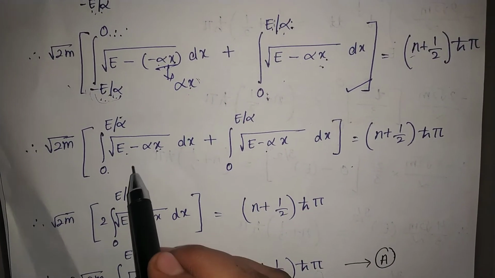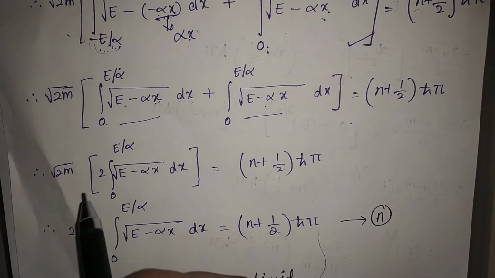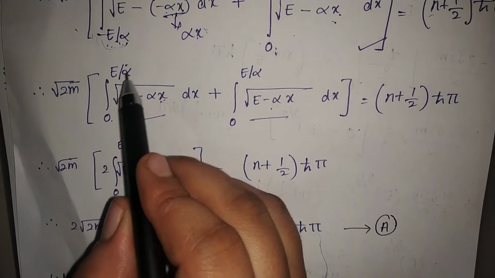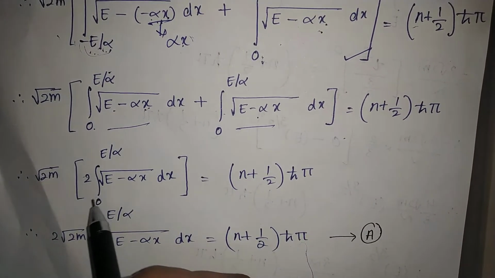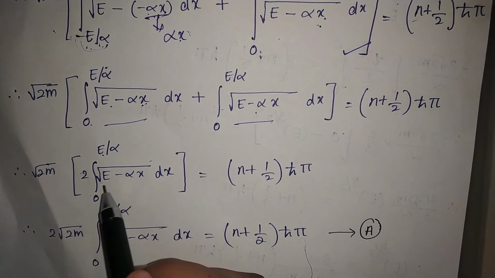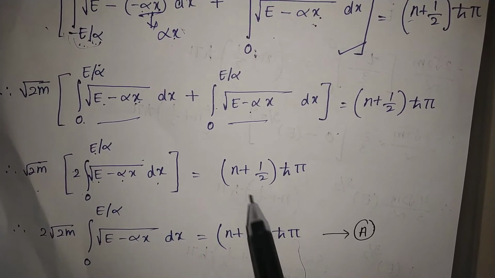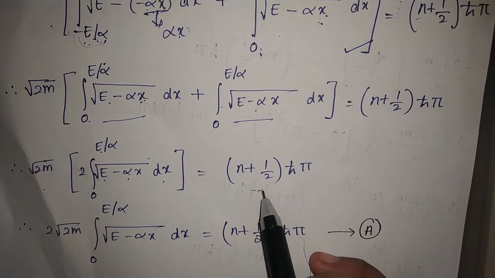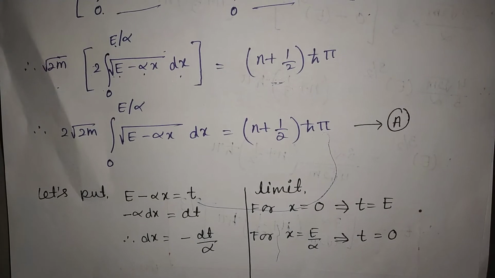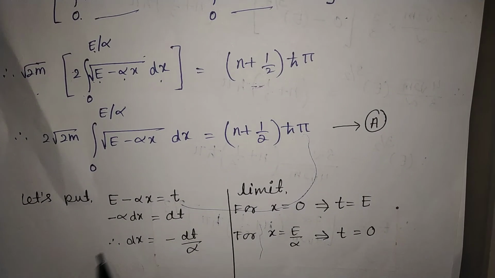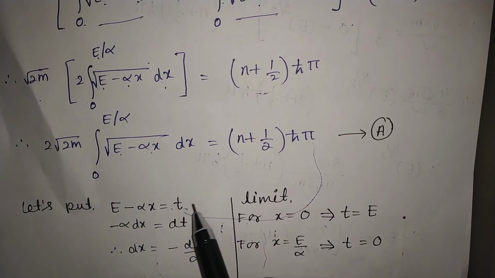So if you see, both the terms are the same now. So what we can write here is 2 of this term, both terms are the same, so we can add them. What we will get here is 2 times the integral from 0 to E by alpha under root of e to the power minus alpha x dx. Okay, and all the terms are as it is. Now to solve this further, as a simple mathematical step, let us take e to the power minus alpha x as t.